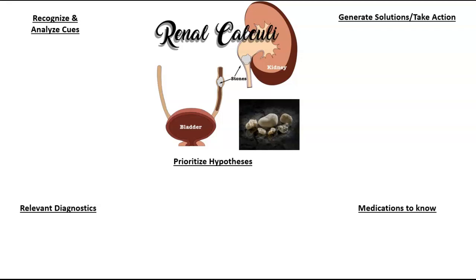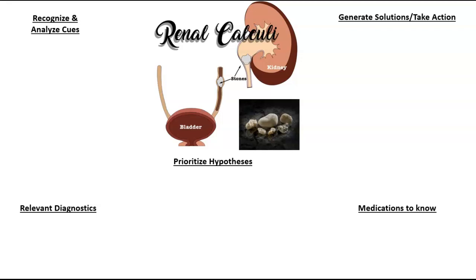So I want to take a step back now and just look at the different types of stones, because it's important to know that there are 5 different types of stones. There's calcium oxalate stones, calcium phosphate stones, struvite stones, uric acid stones, and cysteine stones. So calcium oxalate is going to be your most common stone. It's made of calcium oxalate and phosphate.